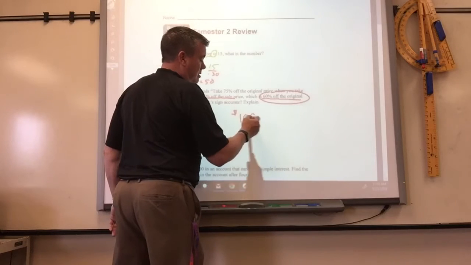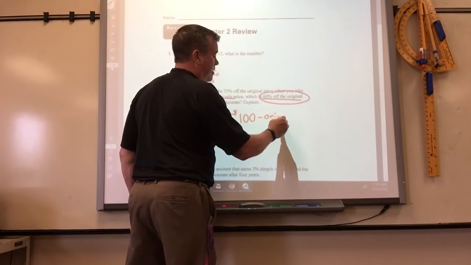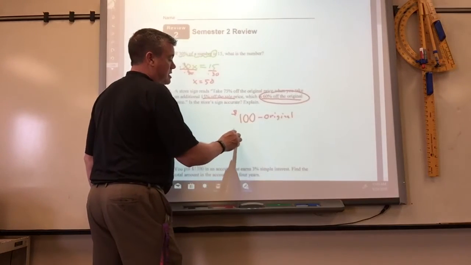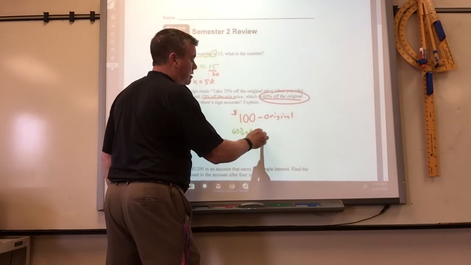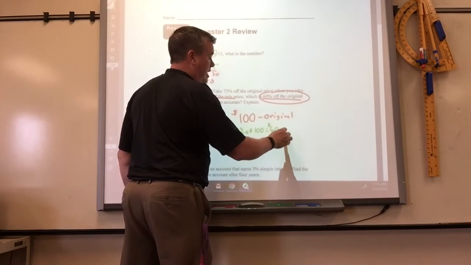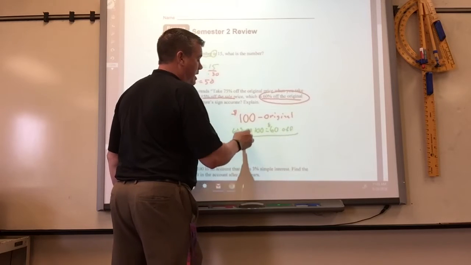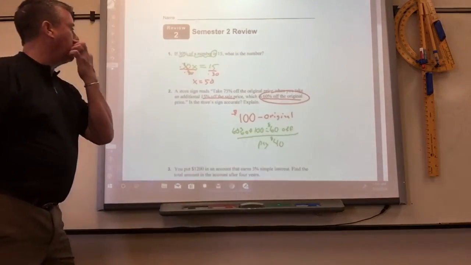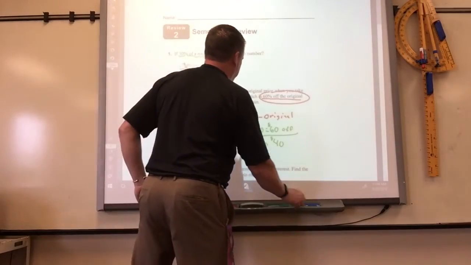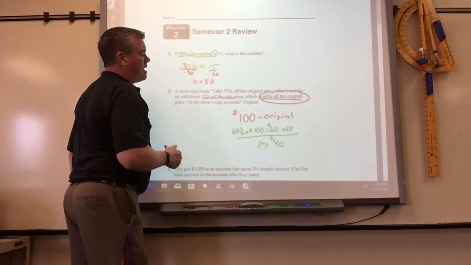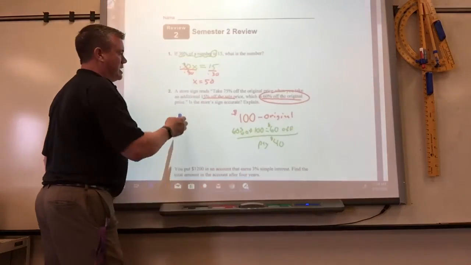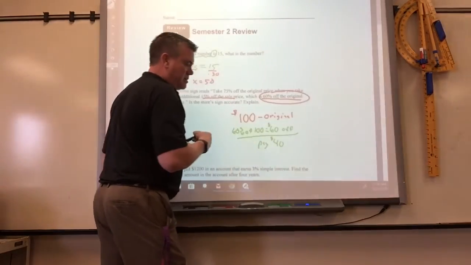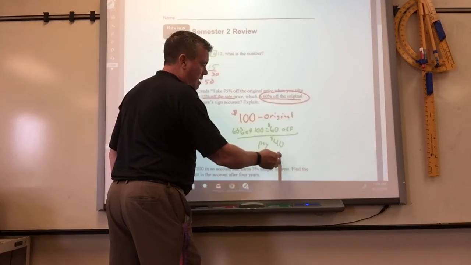If something is $100 original price, and they take 60% off, 60% of 100 is $60. Now that's taken off, which means you would pay $40. Okay? Now, they're saying 75% off the original price is an additional 15% off the sales price. Well, this is the sales price, if you take that off.